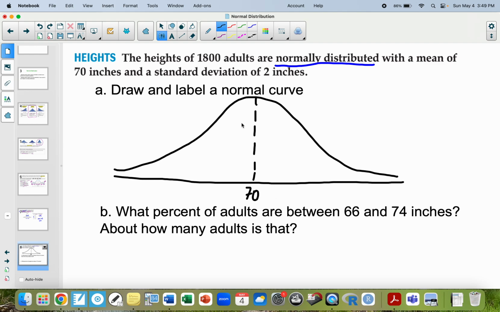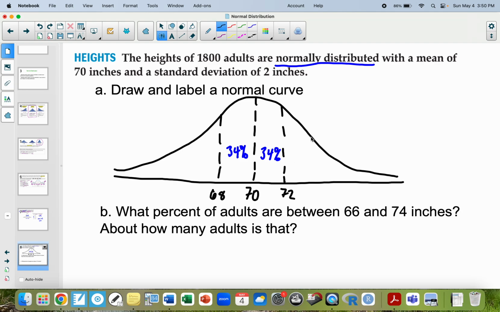Now, it tells us that we have a standard deviation of 2 inches. So I'm going to go a single standard deviation away, and that's going to be plus 2 inches. So I'd be at 72. Then I'm going to go another standard deviation away, less than. So I'm at 68. So this represents one standard deviation away. So this would be 34% of my data here and 34% of my data here.